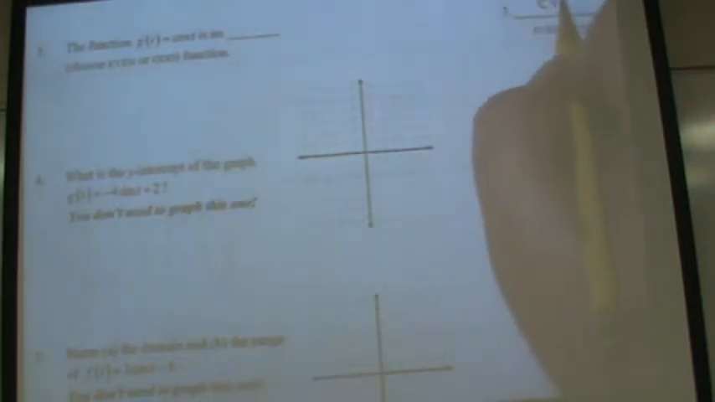Number 3, the function g of t equals cosine t is an even or an odd function. So you had to choose whether it was an even or an odd function. Cosine is an even function. Remember that an even function has symmetry about the y-axis. So if we folded our graph in half at the y-axis, it'll be the same on the left and on the right. If it were odd, it would have origin symmetry.